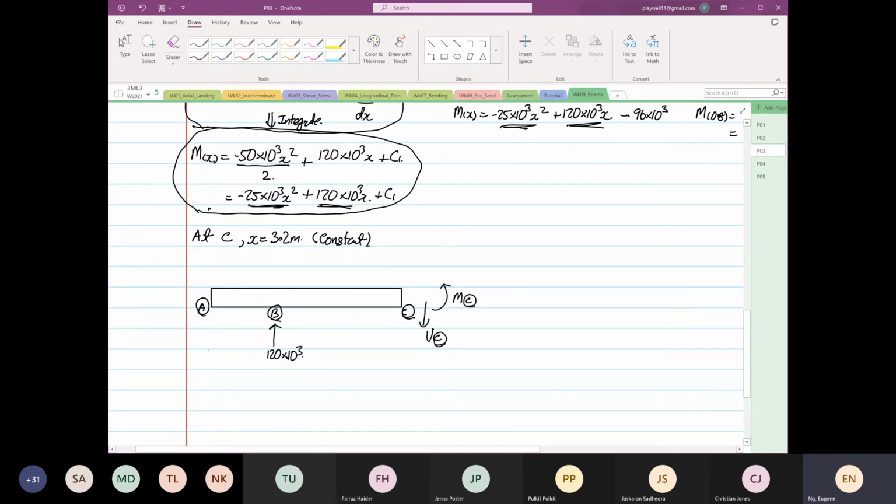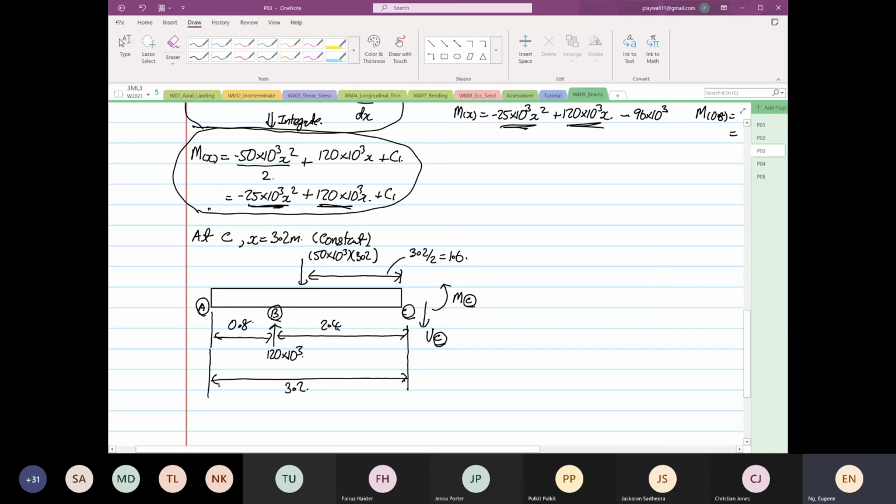So we are also aware of the distances, okay? So we know the distance from here to here. Now this is fixed. Now this is at 3.2 meters, right? And then we are also aware of our distance from here to here. This is 0.8, right? And from here to here, this is 2.4. And then over here we have 50 times 10 to the power 3 multiplied by 3.2, right? And then the distance over here to here, this is 3.2 divided by 2. So this is 1.6. Okay, so that is our 1.6.